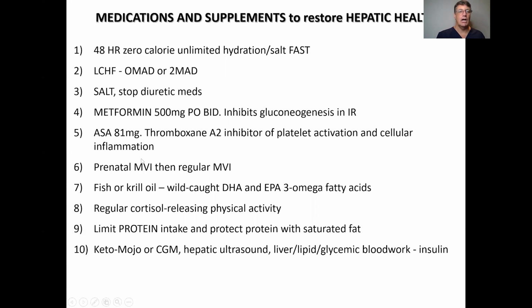Most of my patients are micro-malnourished. So I will add either a prenatal multivitamin or a regular multivitamin for a few months until their diet is adequate to supply that. I also add fish oil and krill oil, which are DHA and EPA omega-3 fatty acids. Yes, those are polyunsaturated fatty acids, but they are essential fatty acids that have to be consumed and cannot be replaced by crappy fatty acids that get produced from sugar.